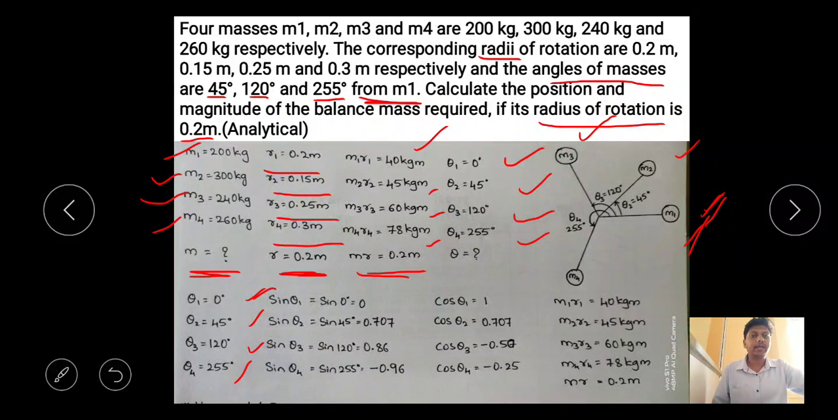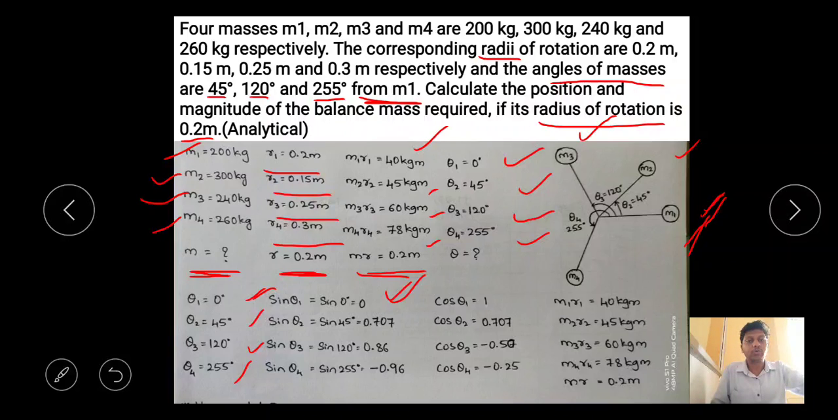After writing these four angles, next you have to find the sine of these angles. First is sine of 0 degree. In your calculator you have to press sine, then open a bracket, then type that angle. Theta 1 is 0 degree, so you press equal to and you get the value. Sine 0 is 0.